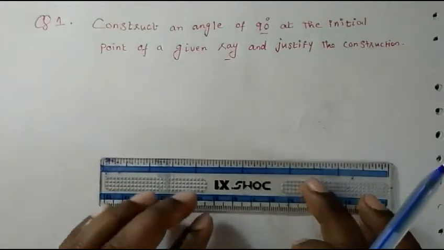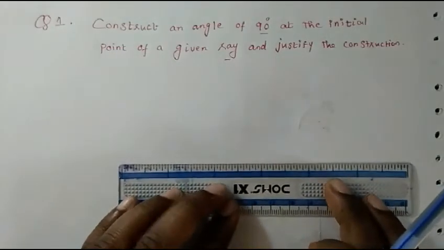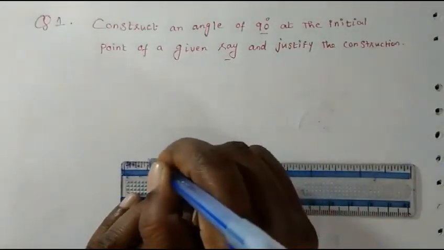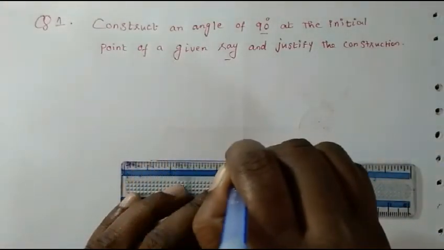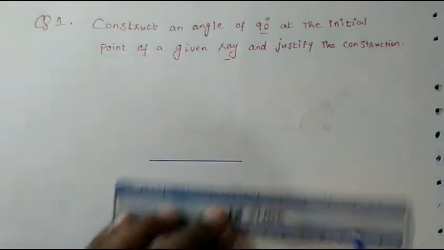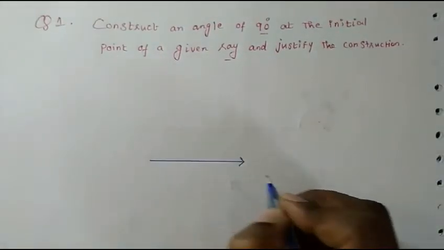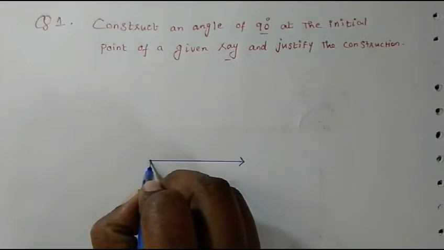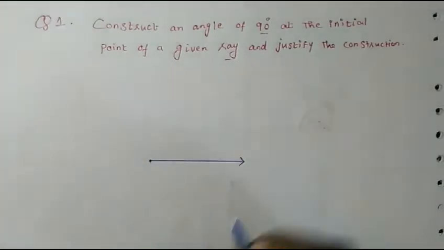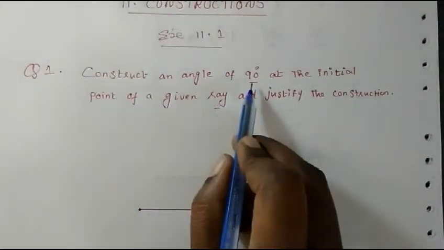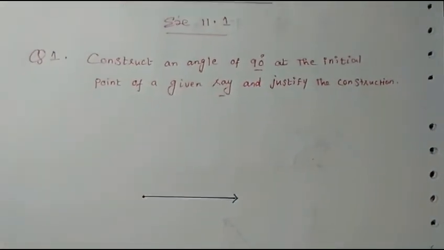Okay. So now consider this is a ray. This is the ray. Ray is normally like this. And then the initial point is here. Initial point and a ray. So for this given ray, we have to construct 90 degree of angle.